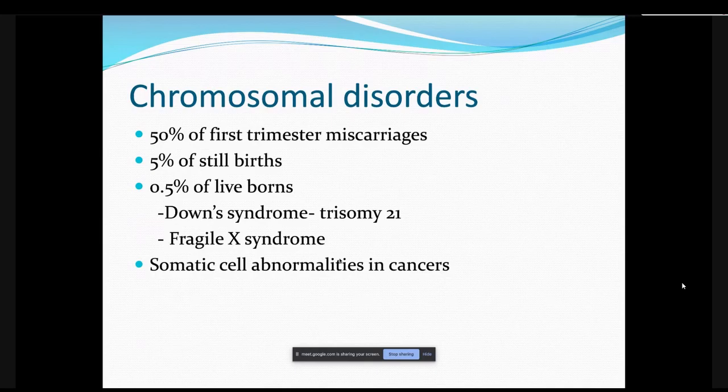Chromosomal disorders affect 50% of first trimester miscarriages. So a lot of stillbirths, you may reckon, are due to chromosomal disorders. Approximately 0.5% of live births have conditions like Down syndrome, where there is trisomy 21, or Fragile X syndrome. So a lot of these first trimester wastages are due to chromosomal disorders. You can also have somatic cell abnormalities when there are cancers.